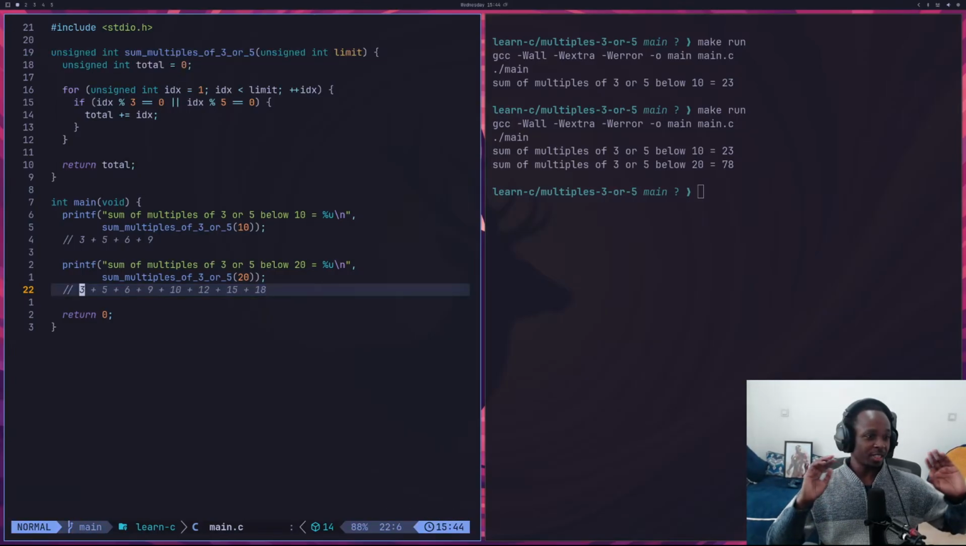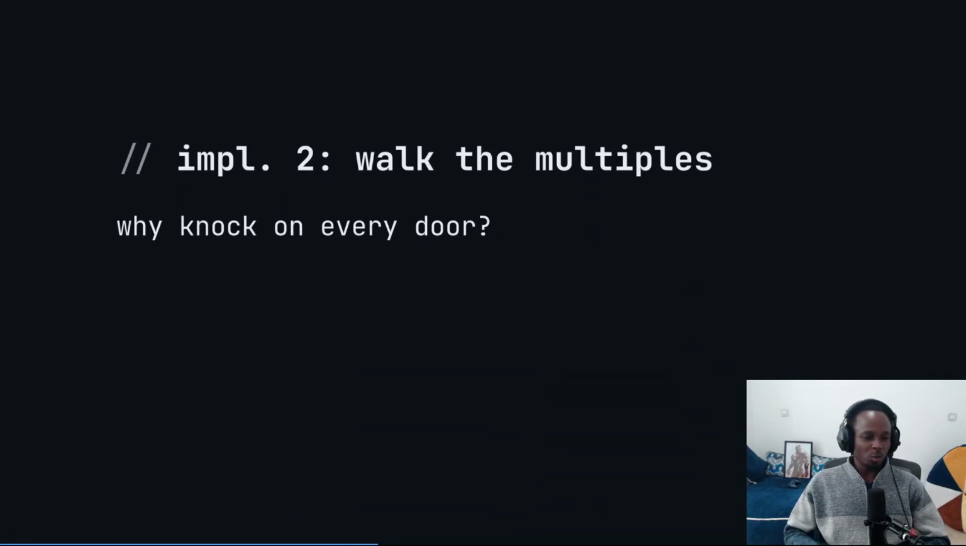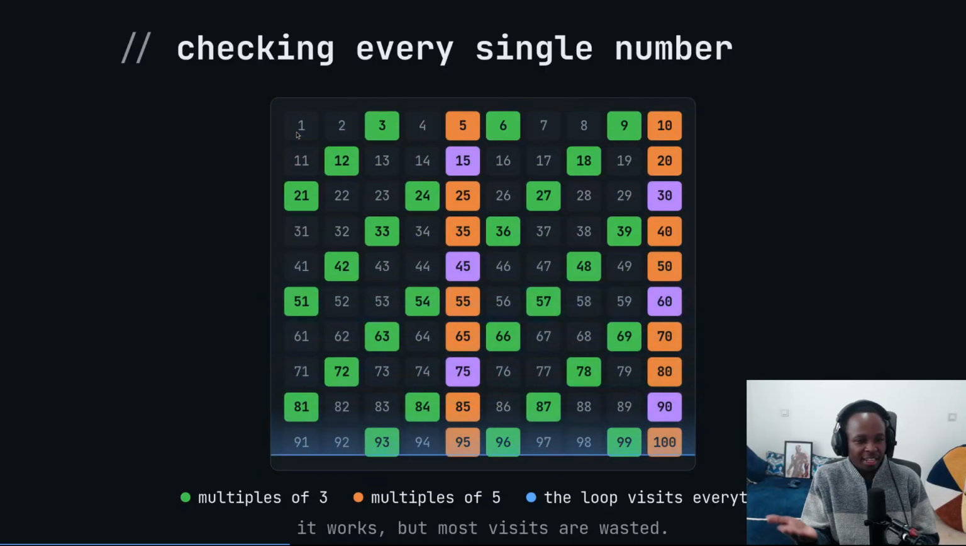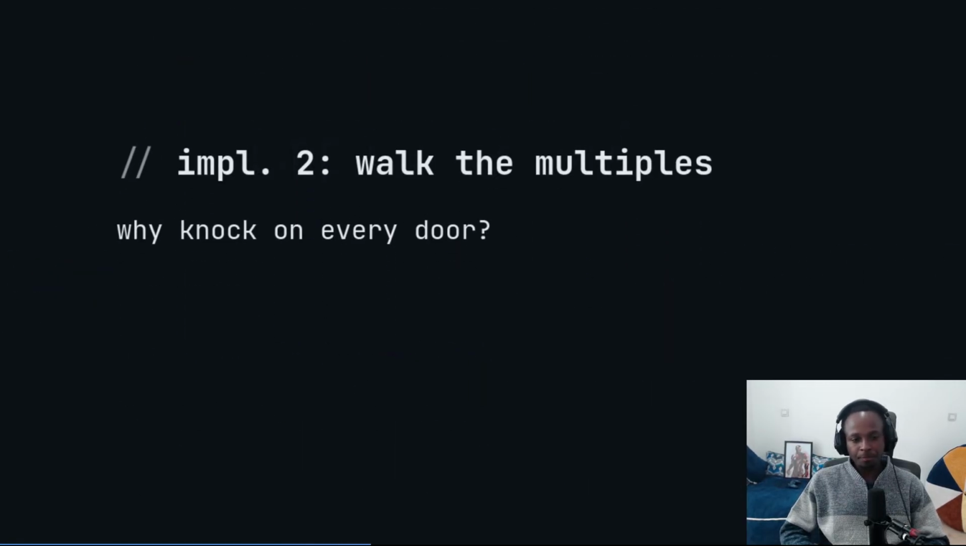So that is the brute force implementation of the problem. So I guess we are ready to make it a bit more optimized. So here comes our second implementation. And for the second implementation, do we really have to check each single number? Remember, in this case, we are checking each single one of these. We know that one isn't divisible by any of them. It's in fact less than both of them. So we don't have to check for one, neither do we have to check for two, neither do we have to check for 4.